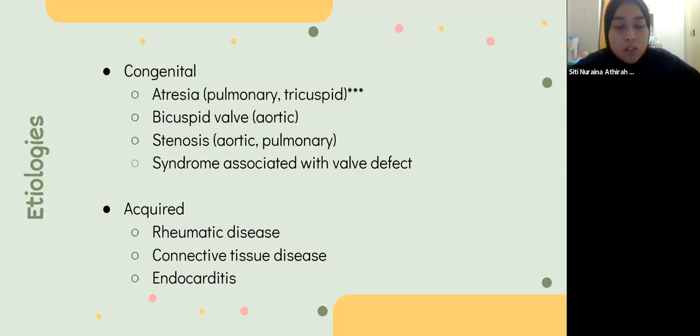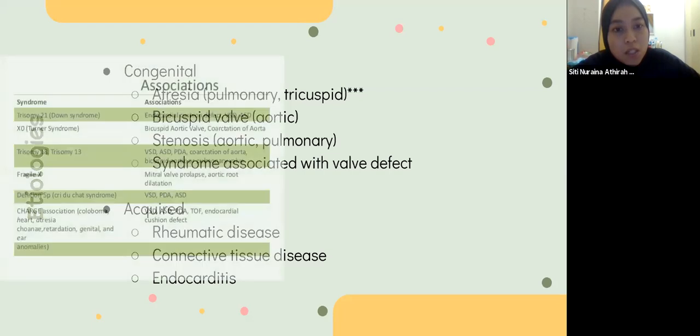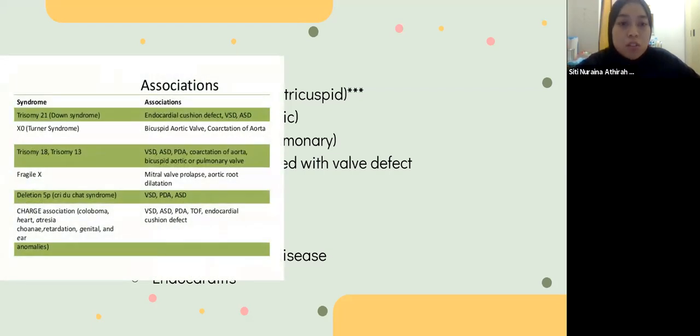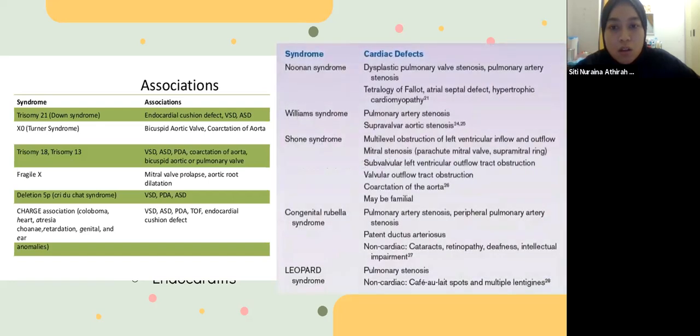So we can also have acquired valvular heart disease due to rheumatic disease, connective tissue disease, as well as endocarditis. Okay, for the syndromes, here are a few syndromes generally associated with heart defects. Some of them, such as Turner syndrome, are associated with bicuspid aortic valve, and also Fajai-X syndrome, which is associated with mitral valve prolapse. So next. This is another syndrome. You can read later.